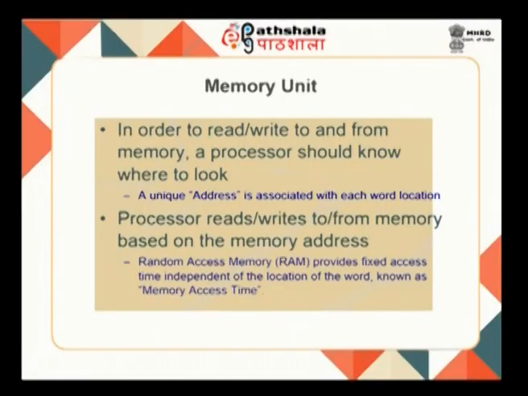So, just like how we have unique addresses to identify our houses, each memory location has a unique address. In order to access a memory location, we need to know its unique address, and the processor reads or writes to and from memory based on this memory address. A random access memory provides fixed access times independent of the location of the word, which is known as the memory access time. You normally define memory access time as the time that elapses between the initiation of a request and the satisfaction of the request.